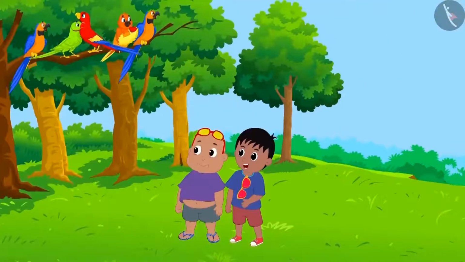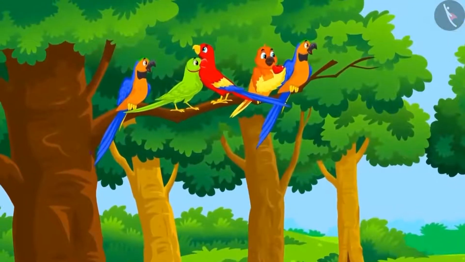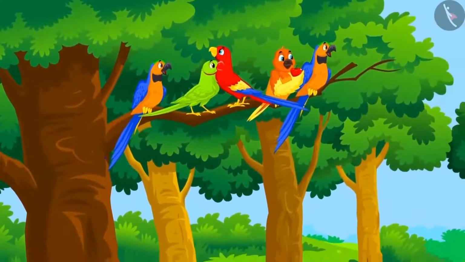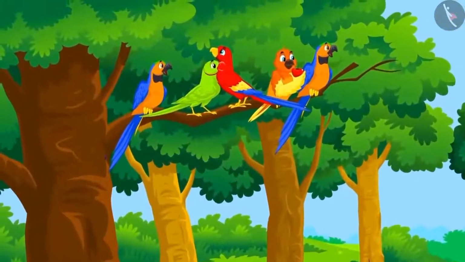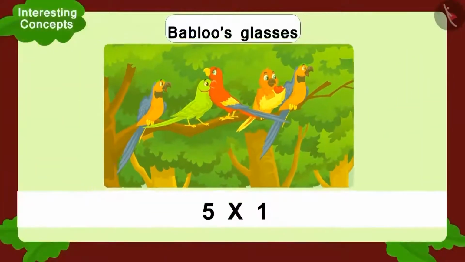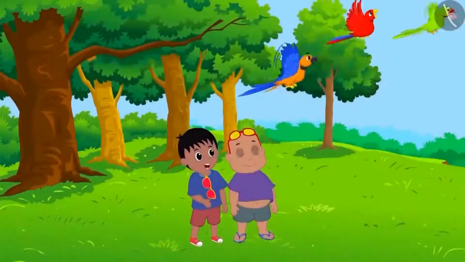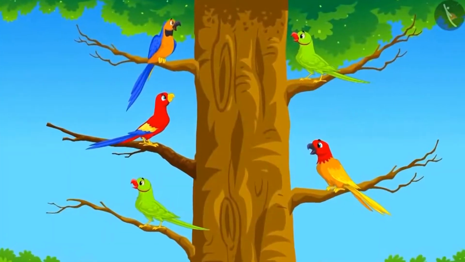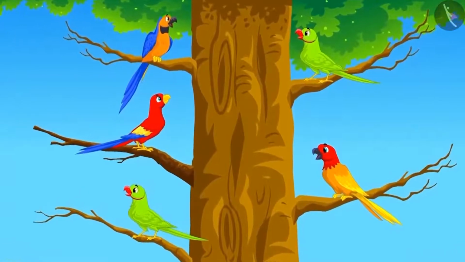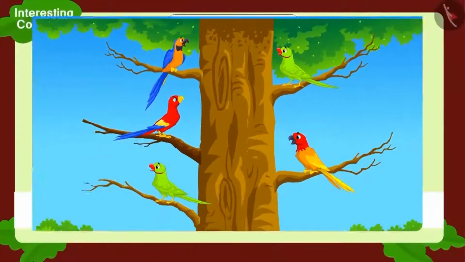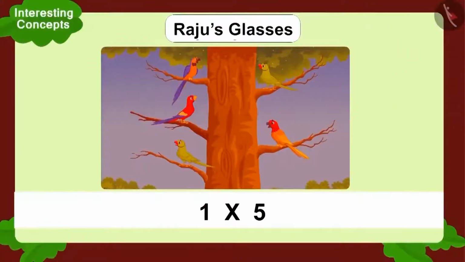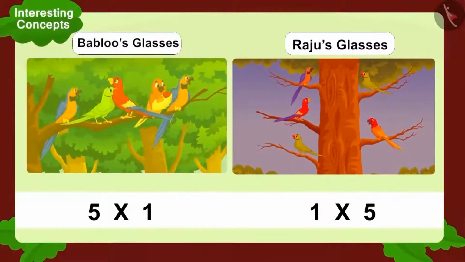In the park, 5 birds were sitting on a branch of a tree. This time, Bablu looked at the tree through his glasses first. He saw this multiplication. Suddenly the birds flew, and now there was 1 bird on 5 separate branches. Raju wore his glasses and looked at the tree. He saw this multiplication. Did Raju see the same number of birds as Bablu?